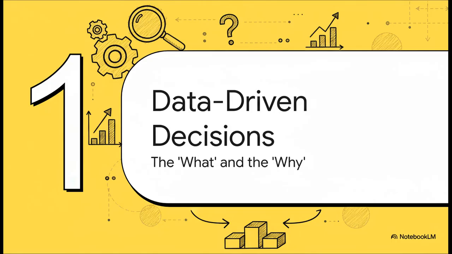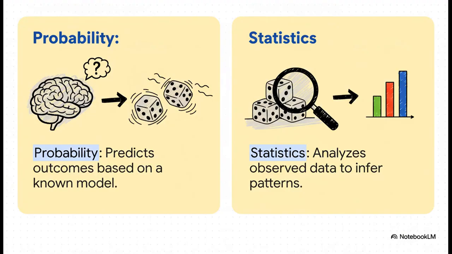Okay, first things first. Before we can start crunching numbers, we need to lay down a solid foundation. Let's make sure we're all on the same page about the what and the why of this whole process. You know, people often mix up probability and statistics, but they're really two sides of the same coin. Think of it like this. Probability starts with the rules and predicts what might happen.